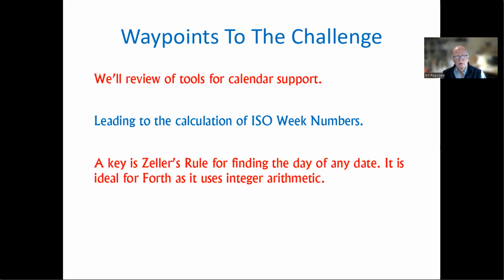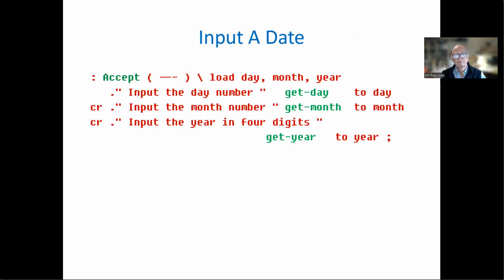The key to all of this is Zeller's rule, which allows us to find the day name of any date. It's very Forth-like because it uses integer arithmetic and round off. All the information is integer and the fractions are rounded. It is tricky, and you'll see I've got a systematic approach. I hope you'll pick up on it.